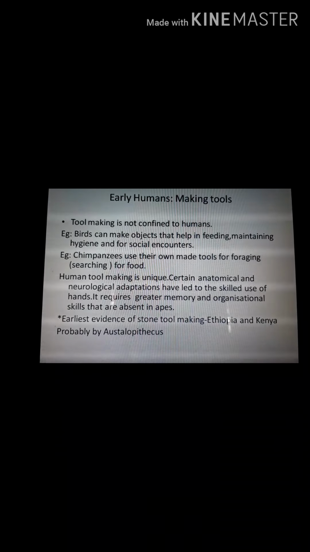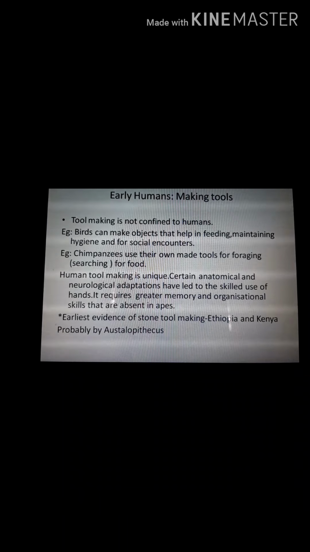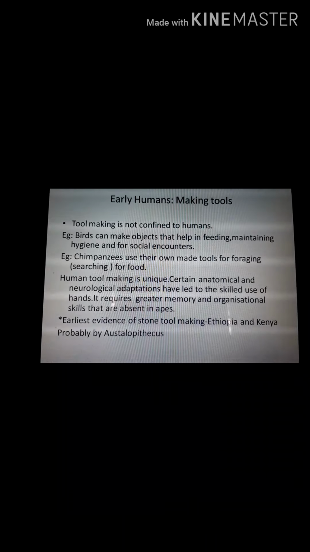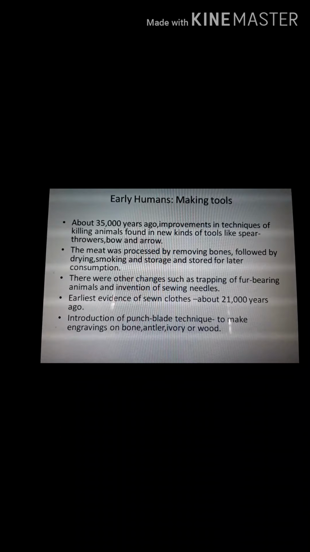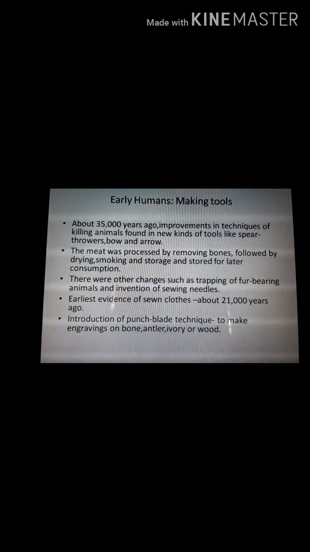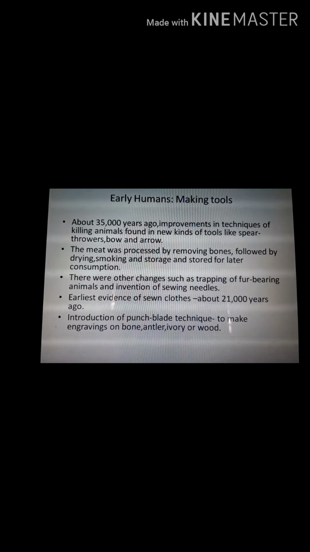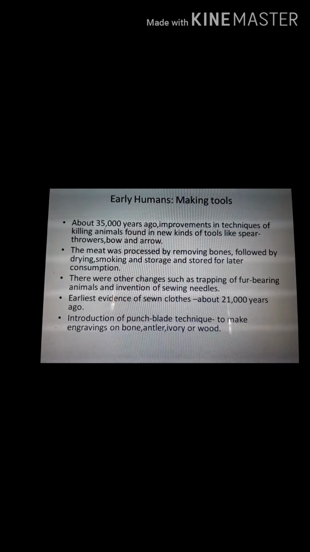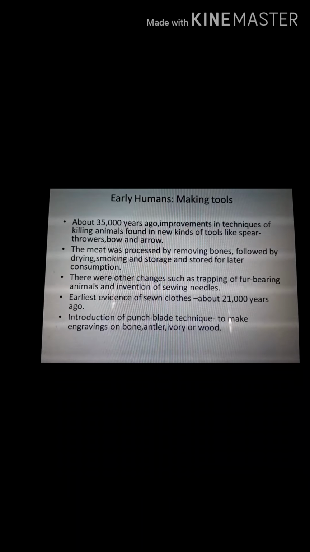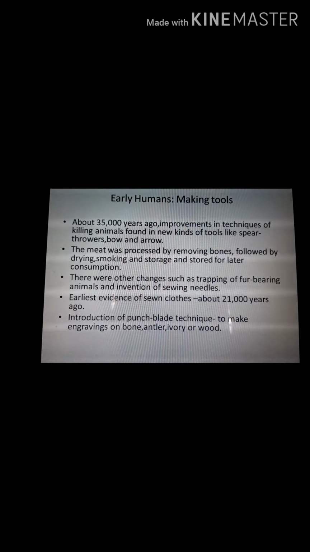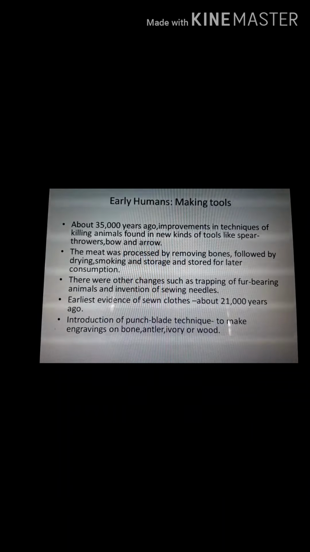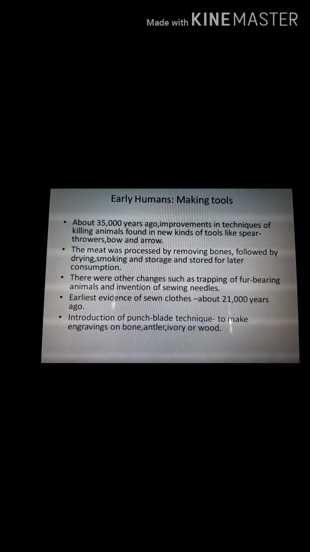Earliest evidence of stone tool making has been found in Ethiopia and Kenya, and probably early tool makers were the Australopithecus. About 35,000 years ago, improvements in techniques of killing animals were found in new kinds of tools like spear throwers, bow and arrow. The meat was processed by removing bones, followed by drying, smoking, and storage for later consumption. There were other changes such as trapping of fur-bearing animals and invention of sewing needles. Earliest evidence of sewn clothes was about 21,000 years ago.